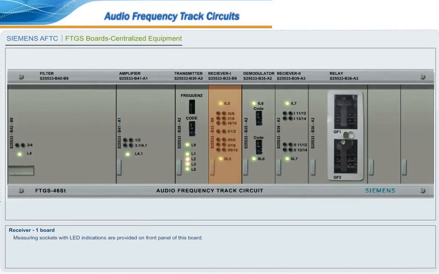Measuring sockets with LED indications are provided on front panel of this board. Input from site RX tuning unit can be measured in socket E1 and E2. One L5 LED indication for channel number 1, 2L5 LED indication for channel number 2.